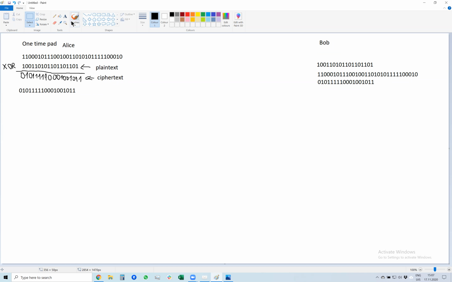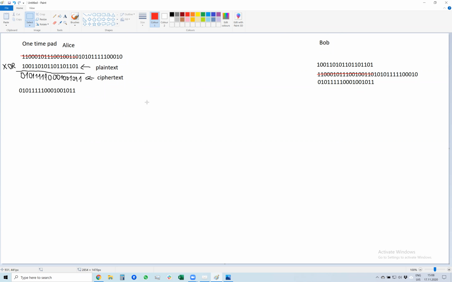And now what Alice and Bob should do is destroy this part of the one-time pad, which was used to generate the ciphertext. That is really probably the most important part. So this is cryptography. You know, this is the basis of all of the cryptography.